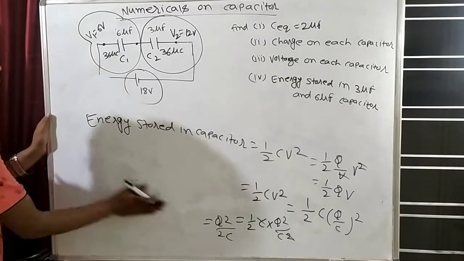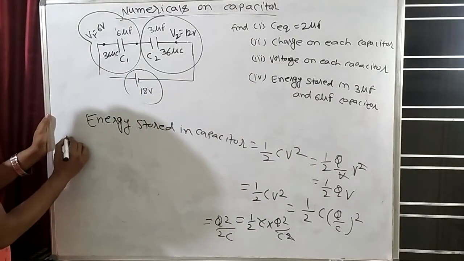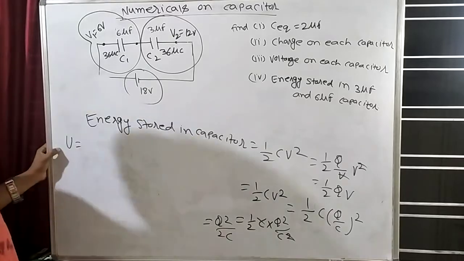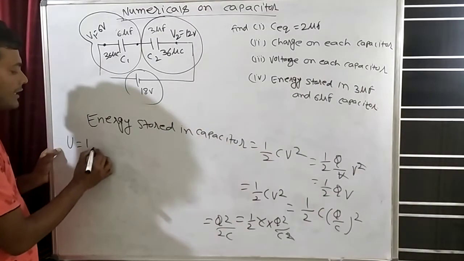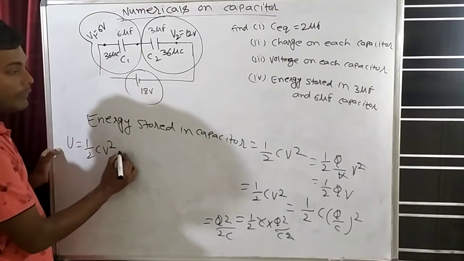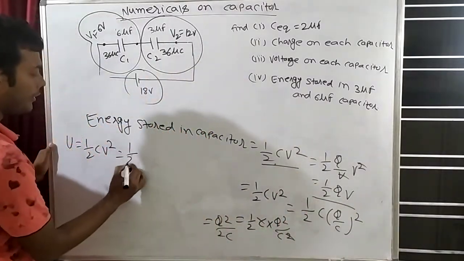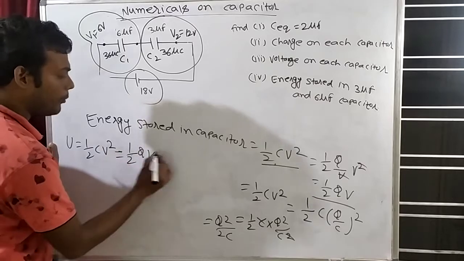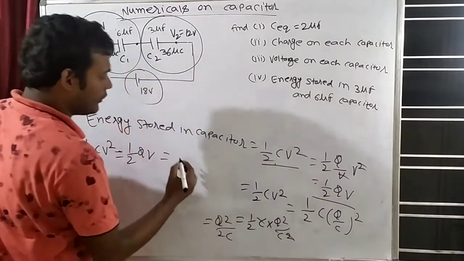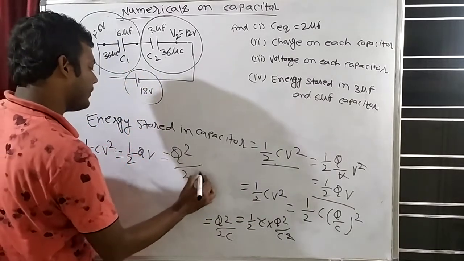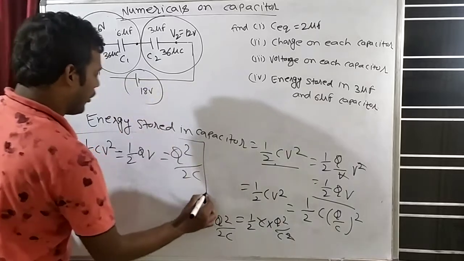So there are three formulas for energy stored in a capacitor. Energy stored in a capacitor is represented by U. One formula is half CV square. One formula is half QV. And one formula is Q square by 2C. See my previous lecture, I have derived all these formulas.